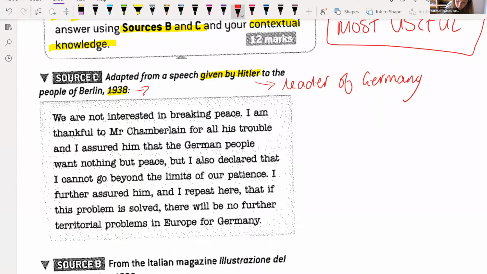We know that 1938 is when he took the Sudetenland. Now let's have a look at what he says.